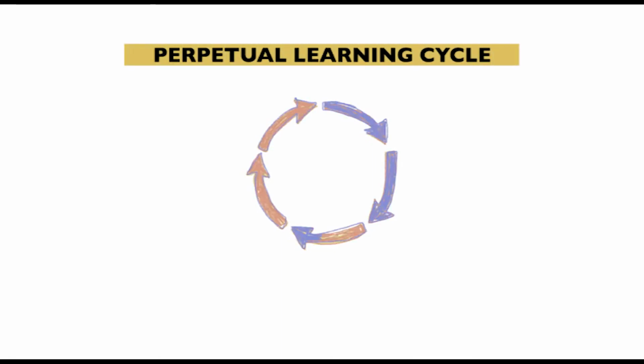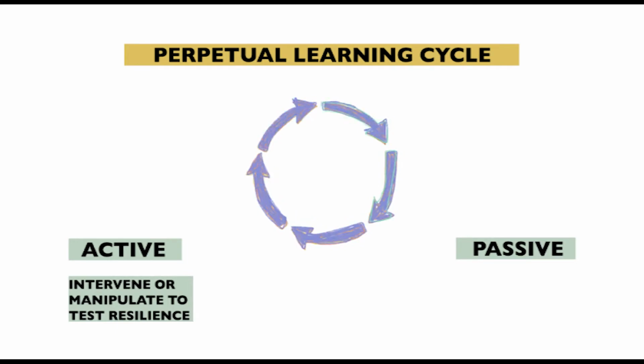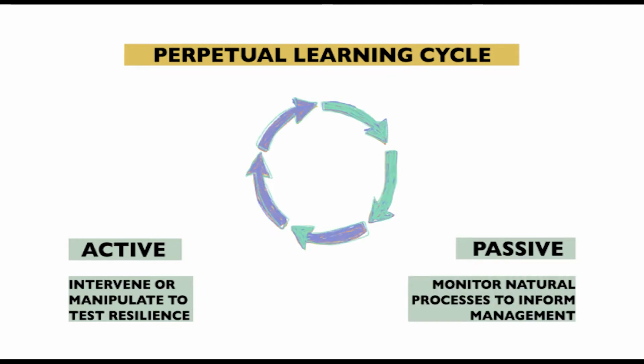Adaptive management is a perpetual learning cycle that takes two key forms, active and passive. Active adaptive management may involve the manipulation of ecological processes to test a system's threshold or how it may respond to disturbances. Passive adaptive management relies on monitoring natural processes to assess and manage for resilience.